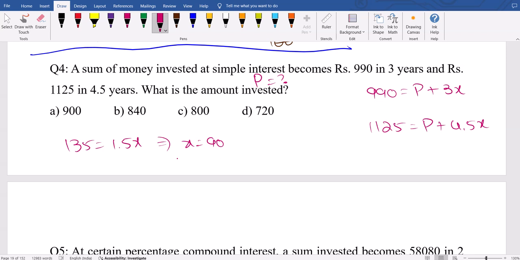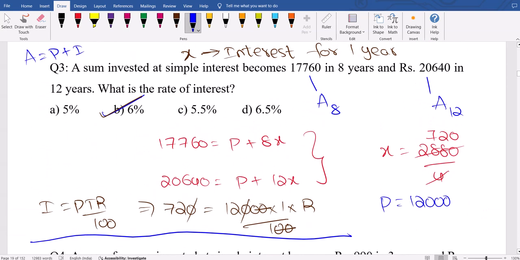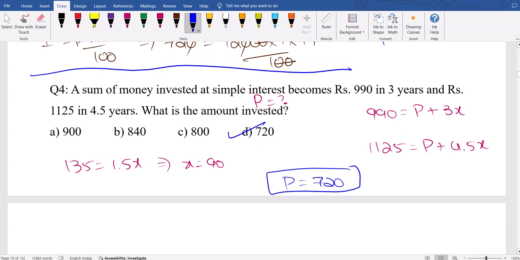Okay, 3x means 270 gone. When 270 is removed, principal is 720. Principal will be 720. They're asking principal only here. Third question, fourth question, both are related. Here they're asking only principal; here asking rate of interest. After all this, interest and principal we will get, but here they asked only principal.